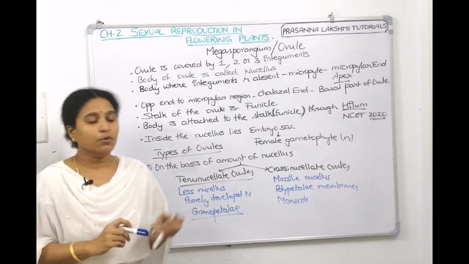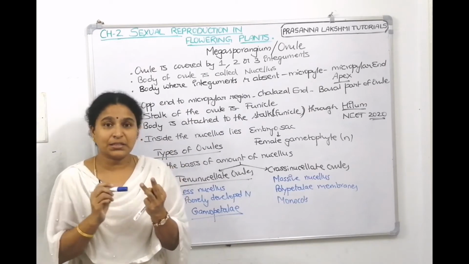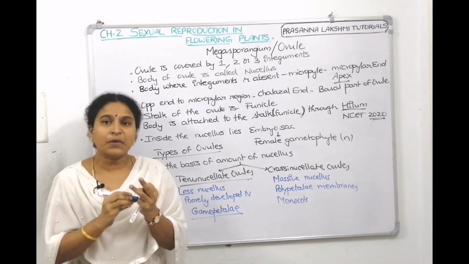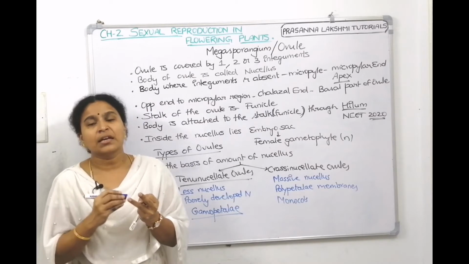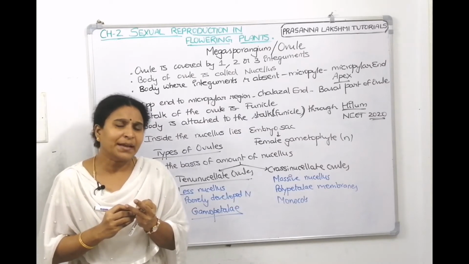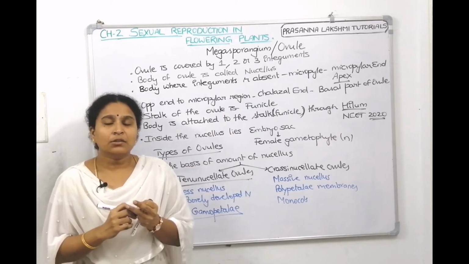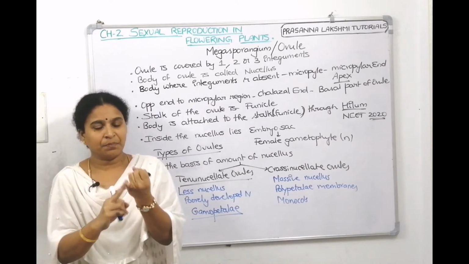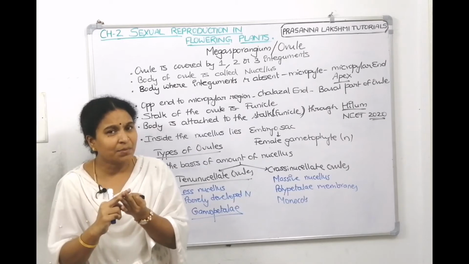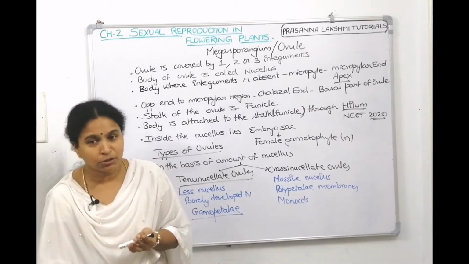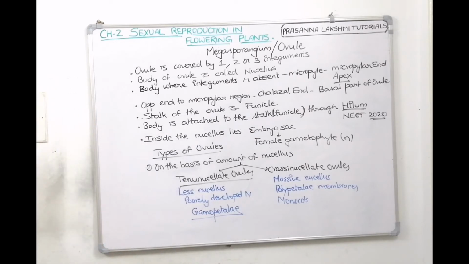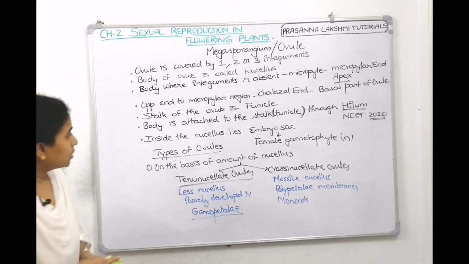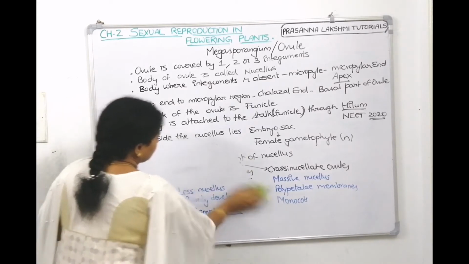We can divide the ovules on three bases. The first basis is the amount of nucellus, on which we divided them into tenuinucellate and crassinucellate. The second is on the basis of integuments: the ovule can have one integument, two integuments, three integuments, or no integuments. Let us see that classification now. So take a screenshot.